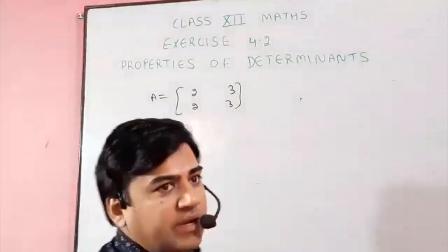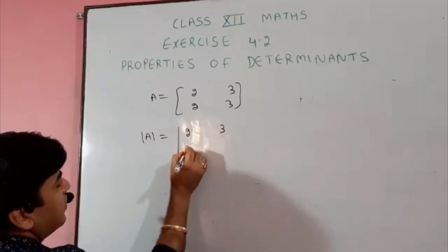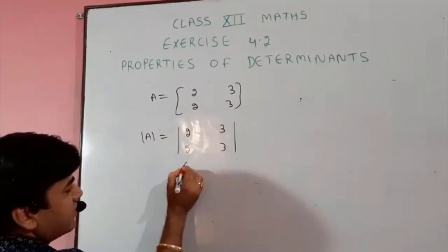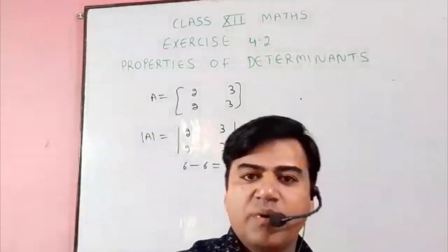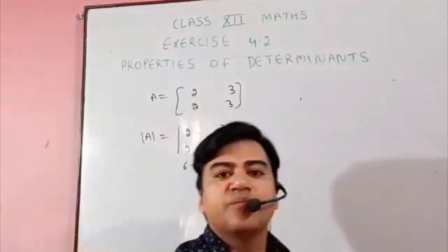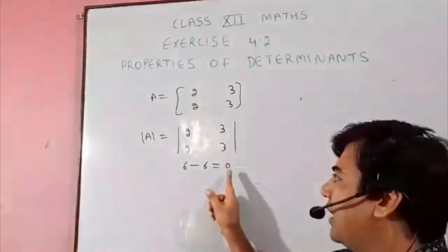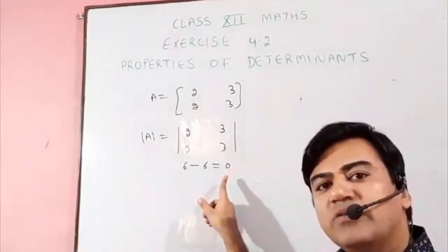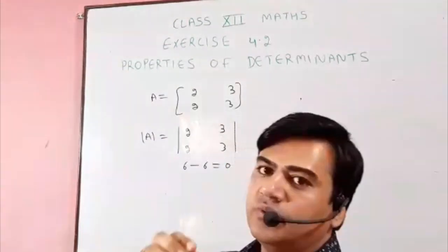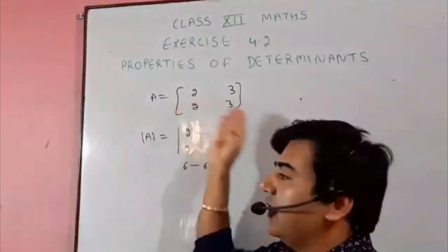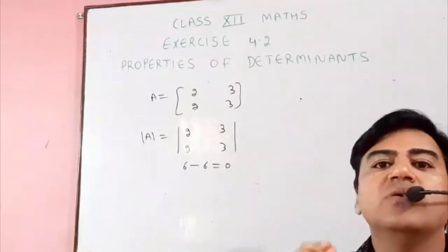Let us find its determinant. So determinant A is |2 3; 2 3|. 2 3s are 6 minus 6, which is equal to 0. So the property is if any two rows or two columns of a determinant are identical, then the value of the determinant will be equal to 0. Either the determinant is of order 2 cross 2 or it is of order 3 cross 3, if any two rows or any two columns are same, then the value of determinant is equal to 0.